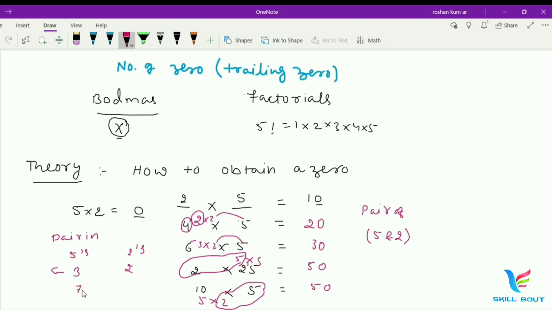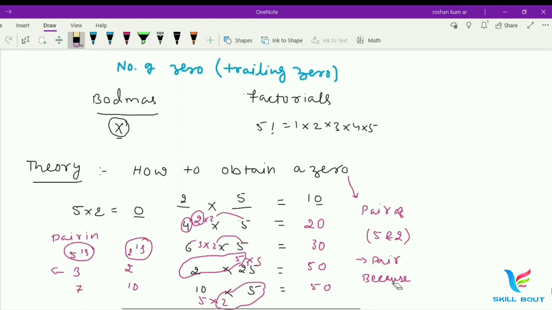If I have 7 5s and 10 2s, then how many pairs can be formed? Pairs formed will be equal to 7. So can I say that the number of pairs will be equal to the minimum number of occurrences of either 2 or 5? So 0 can be obtained because of a pair of 5 and 2, and a pair can be obtained because of the least number.